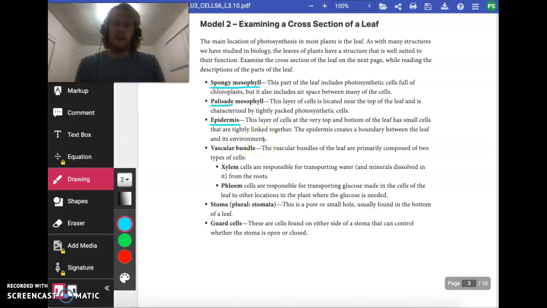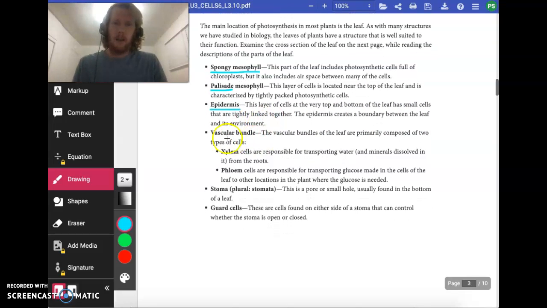So these aren't photosynthetic cells, they're more for structure and protection. Then the vascular bundle. The vascular bundle of the leaf is primarily composed of two different types of cells. Okay, we have our xylem cells, responsible for transporting water and minerals dissolved in it from the roots. So it's kind of like the straw that brings the water up to the leaves.